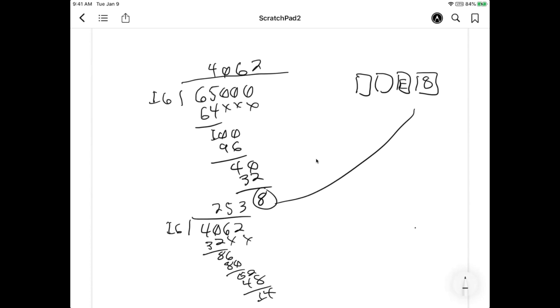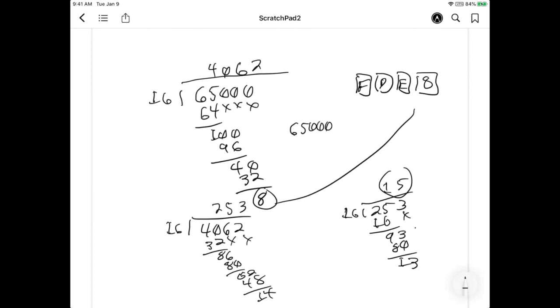Once you do that, then you can say 16 into 253. That goes once. 16, that's 9. Bring down the 3. 16 goes into that 5 times, which is 80, which is 13, which is D. And the other digit here is F. Hopefully I did that right. I did it in a hurry and didn't really check, but this is a quick way to do that kind of conversion. So you're going to have this number, 65,000 in decimal, is equal to FDE8.